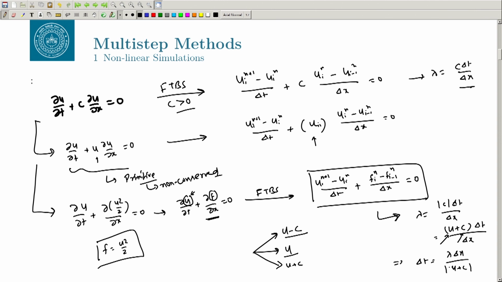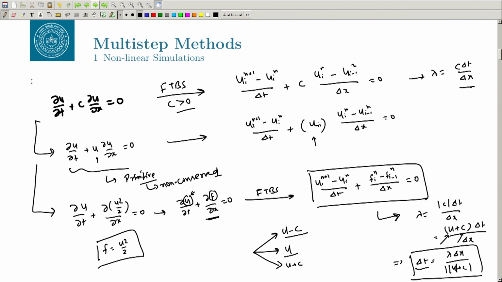And even better, because u can be negative, you take the mod u, or you can take the square root of u square plus v square, basically the absolute u plus c. So, this is how you get the delta t. As you can see, because the velocity is changing every time, delta t will change every time.